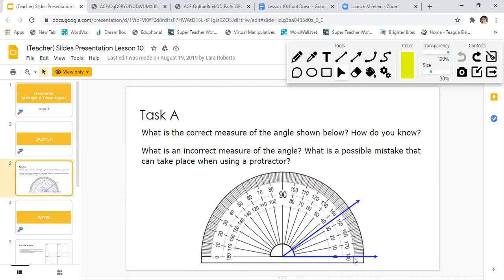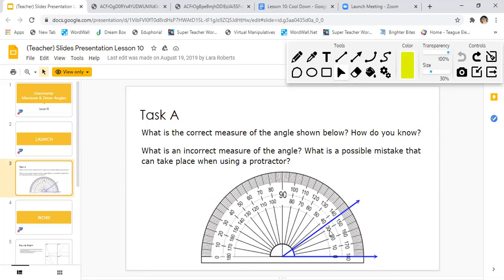Based on this angle, based on this ray, it's pointing to this 0 on the right side. So I'm going to use the inner scale. So I'm going to start here with 0, 10, 20, 30, but then my angle, the second ray, stops between the 30 and the 40. So ask yourself, what number is between 30 and 40? And yes, it's 35. So this angle would measure 35 degrees.